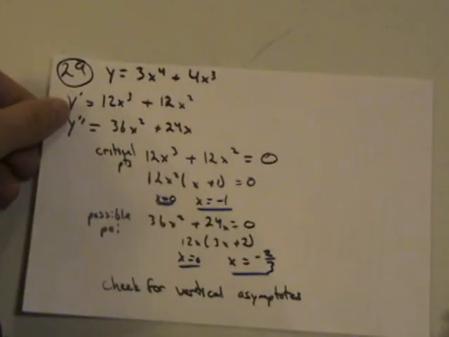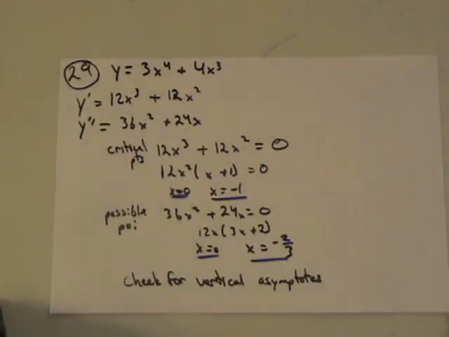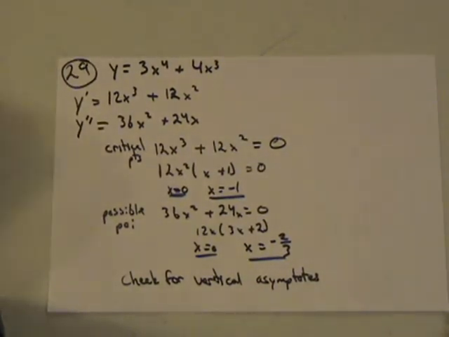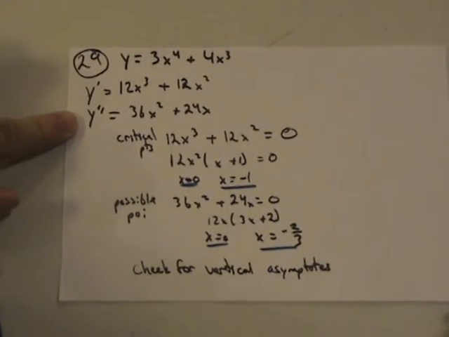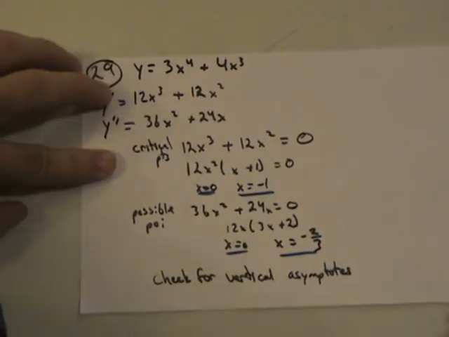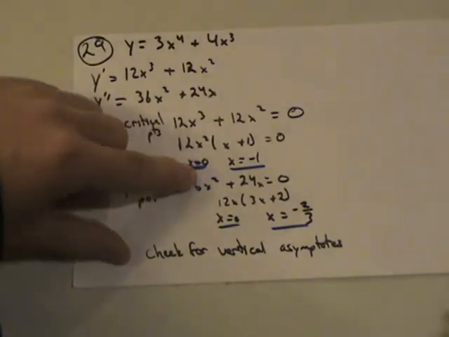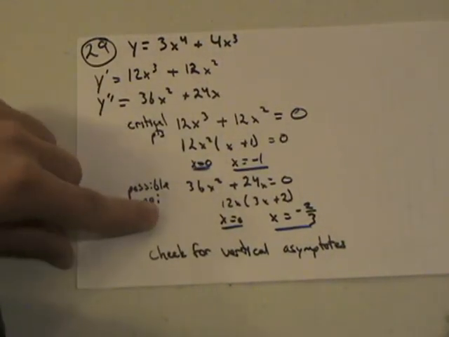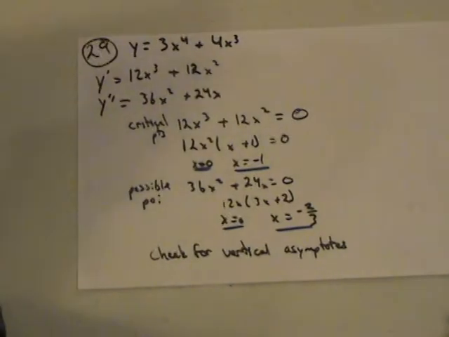And then for the last one, 29. 29, they give us y equals 3x to the fourth plus 4x to the third. First and second derivative first. Then I do my critical points. So I get x equals 0 and x equals -1. Then I get possible points of inflection, and that's x equals 0 and x equals -2/3.